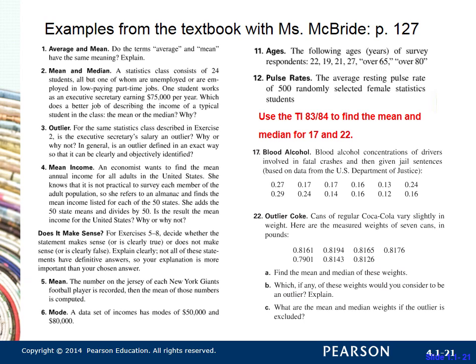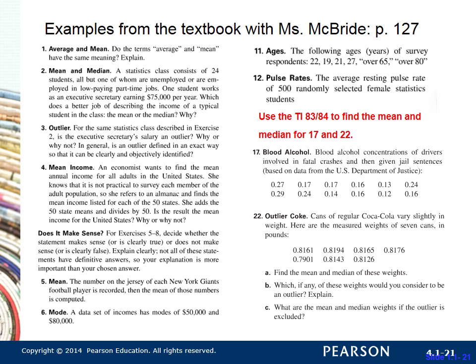X bar at the top should be your mean, which should be 0.188. Scroll down to find your median, MED, which should be 0.165. The mode you can't get on your calculator, so you have to look at the values and go, oh, the most often there is 0.16. So that would be your mode.